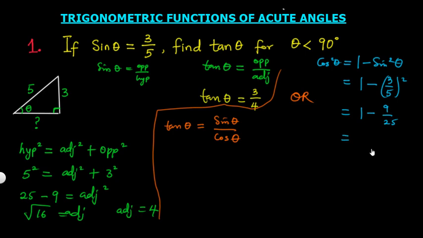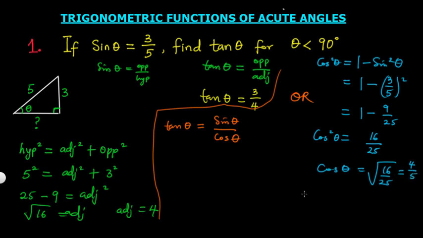So if we simplify this, that will give us, LCM 25. 1 in 25, that's 25, minus 9, that is 16. So cos squared theta is equal to 16 over 25. That means cos theta in this situation will be the square root of 16 over 25, which will give us 4 over 5.